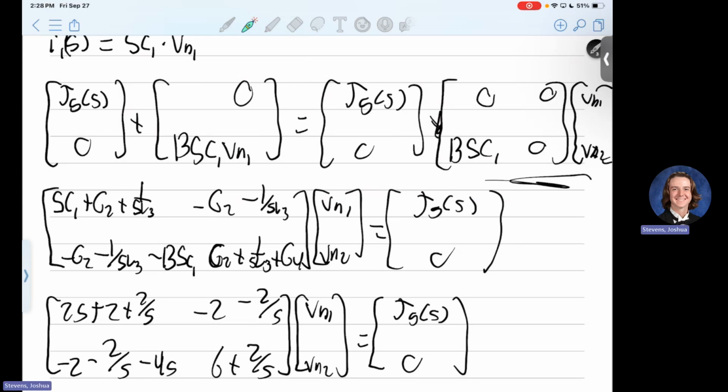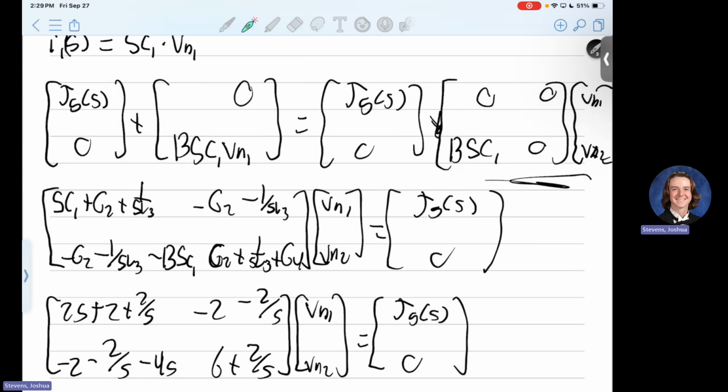Yeah. So the matrix multiplication works like this: it's this times this and this times that. That's the first part. And then when you get to the bottom, it's this times this and this times this. Would the 0 times Vn2 be added or subtracted? It'd be added. Yeah, that'd be added.